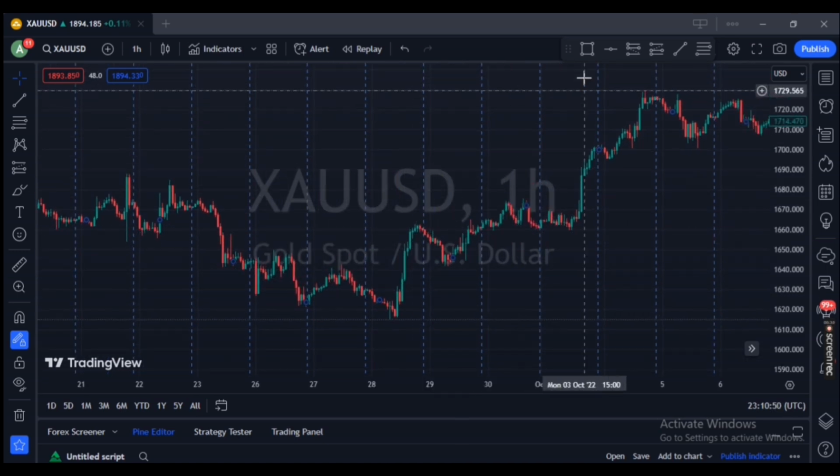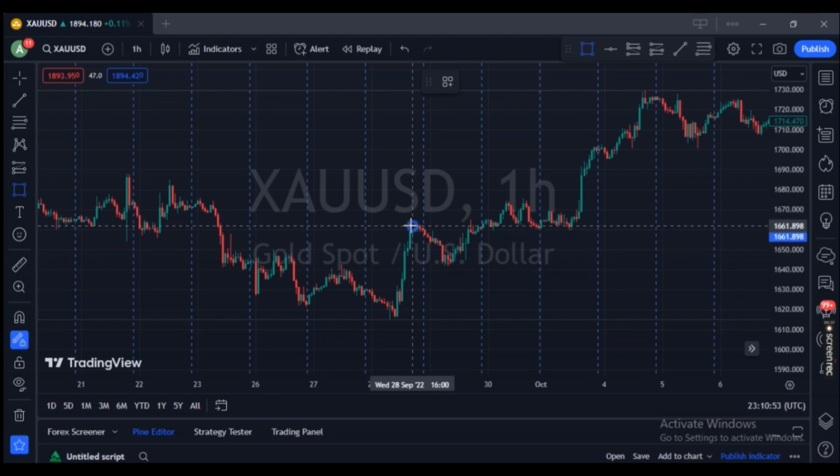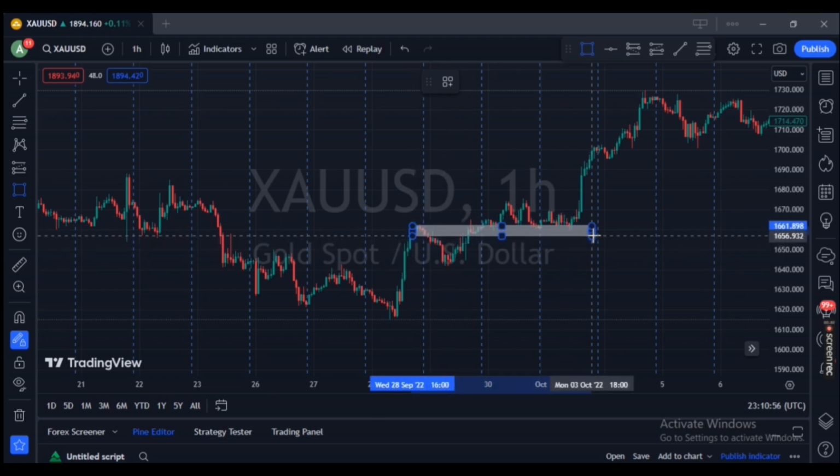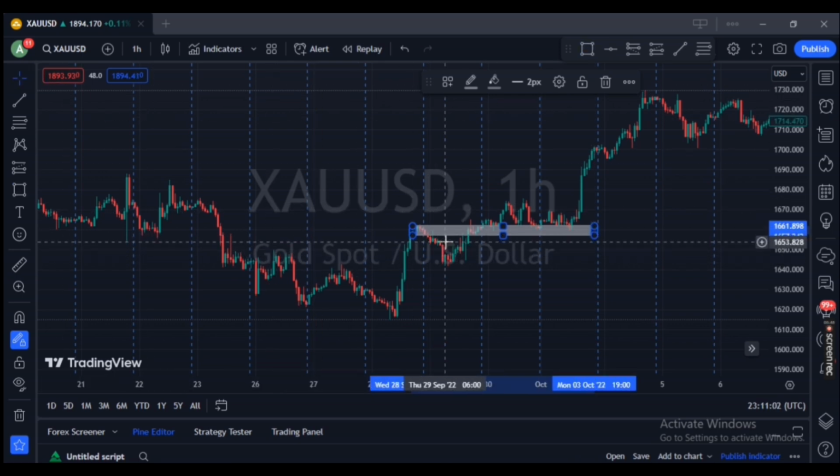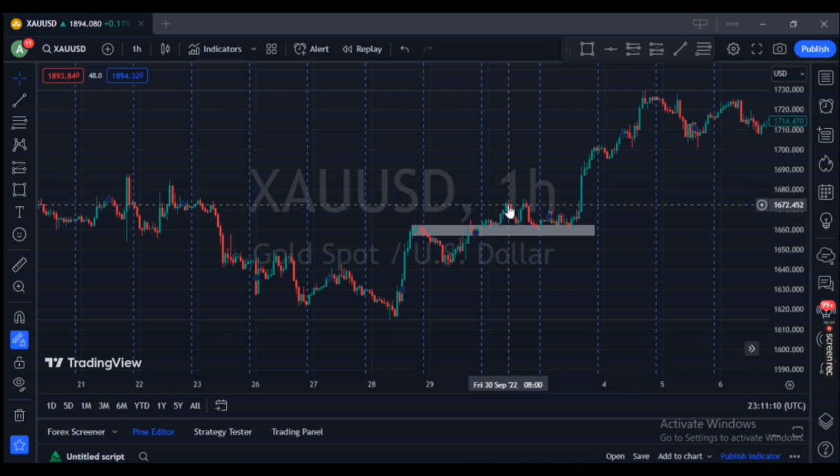So we have to mark out our resistance. This is our resistance level. As the market started dropping, we wait for the market to get back to the level and break it to the upside. And that happened. What we have to wait for now is for the market to fall back to our previous resistance level, and we will now use it as the new support level. We enter our trade from the new support level. It is called resistance turned support.